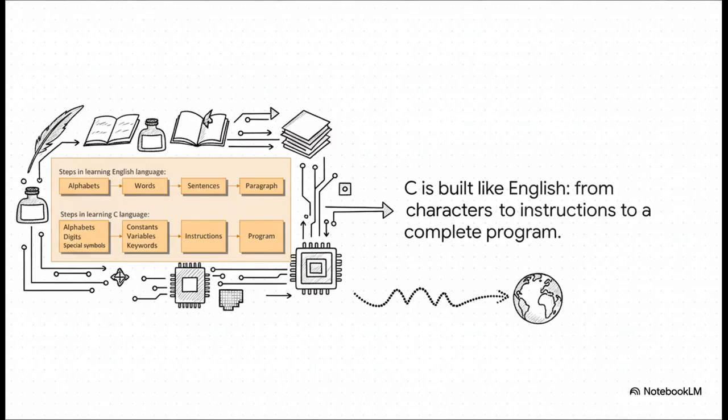This image here lays out our entire journey perfectly. Think about English. We start with letters, we combine them into words, then we build sentences. C works the exact same way. We start with a set of characters. We combine those into words, things like variables and keywords. Then those words form instructions. And finally, a whole bunch of instructions gives us a complete program. It's a really simple, logical progression.